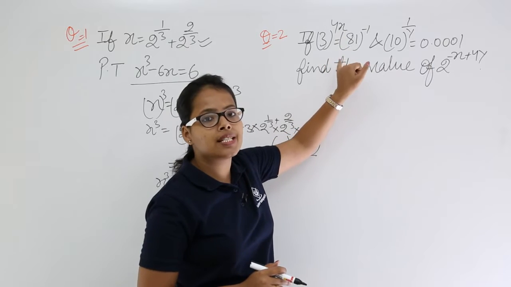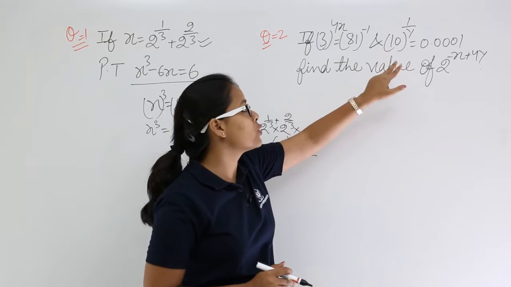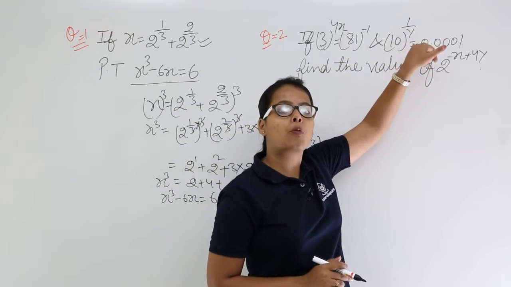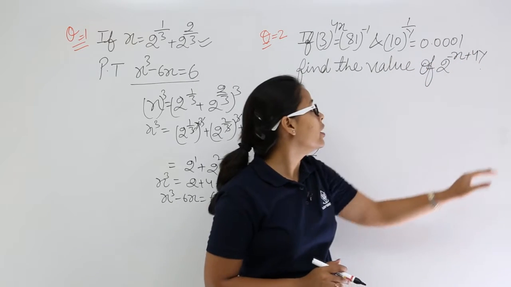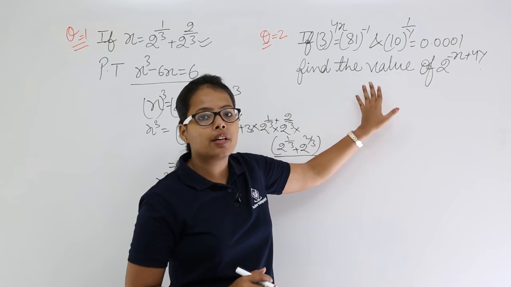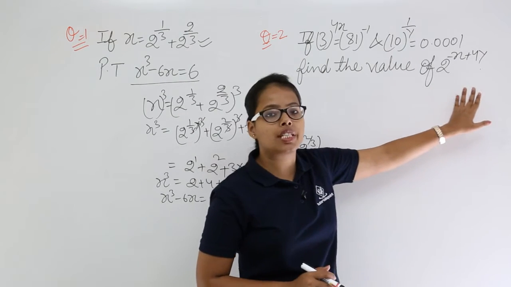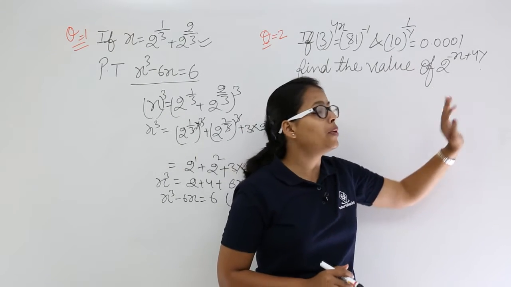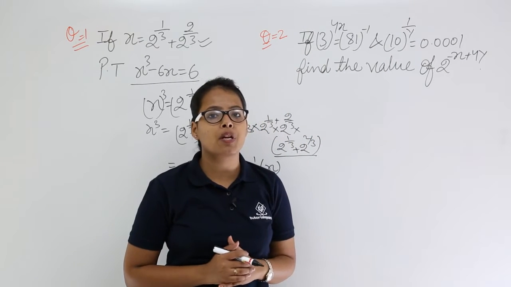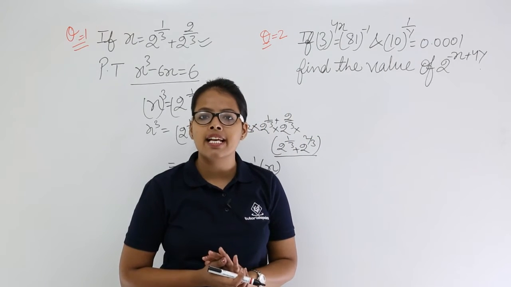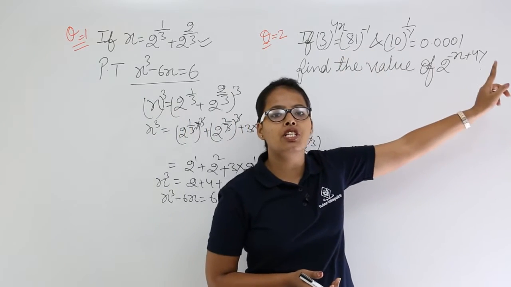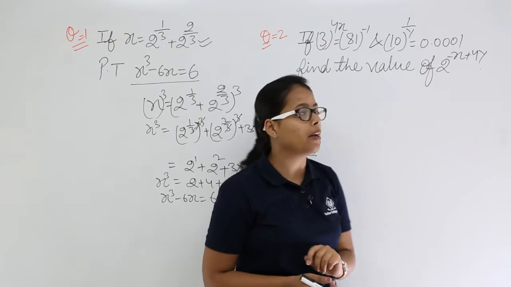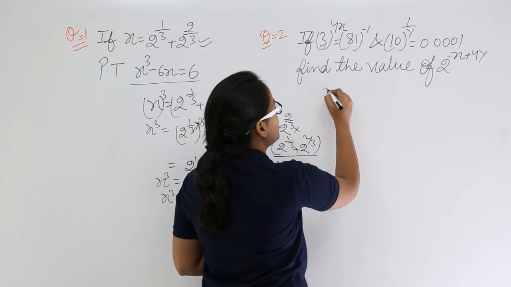3 to the power 4x is equal to 81 to the power minus 1 and 10 to the power 1 by y is equal to 0.0001. Now you need to find the value of this expression. And you can only find the value of this expression after getting the value for x as well as y. So you will solve the given expressions first for the value of x and y. Now let's take our first expression.